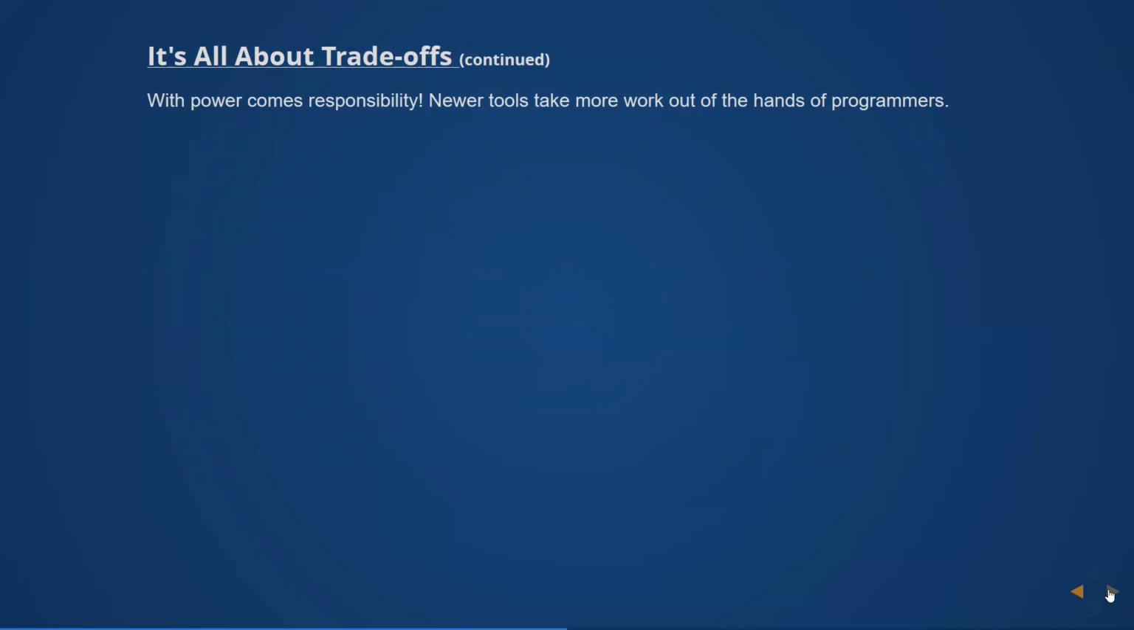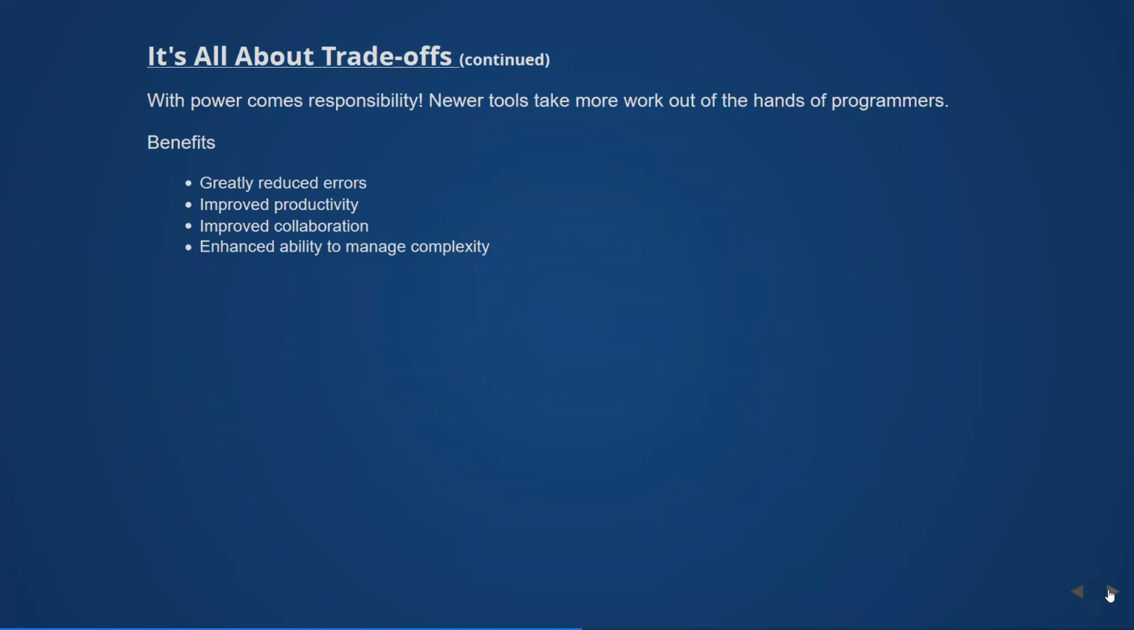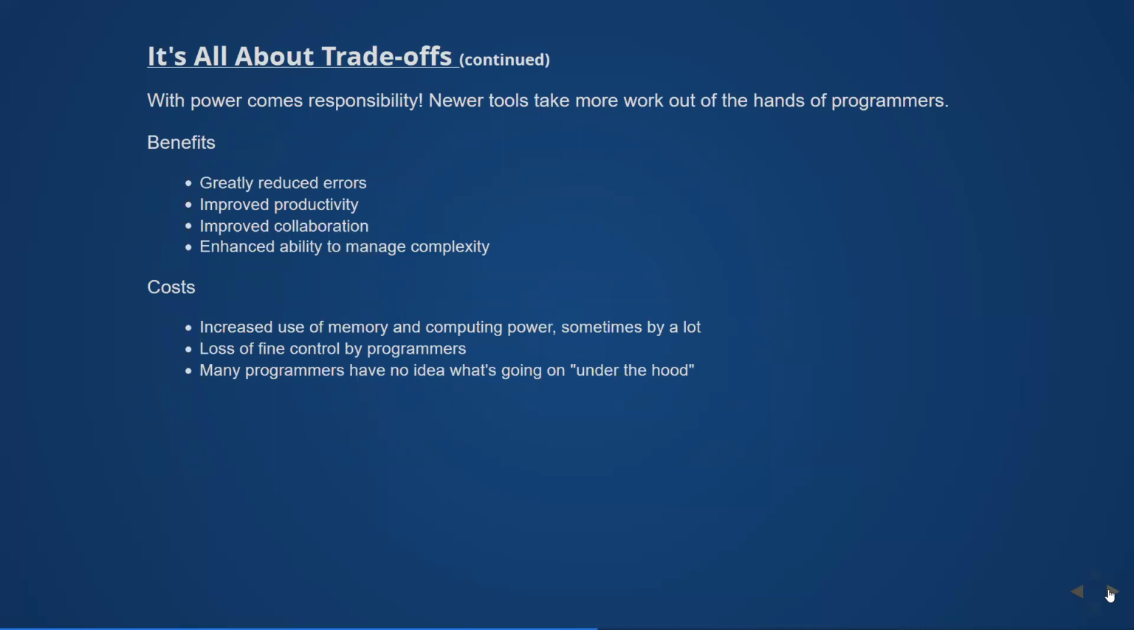So, like I said, newer tools take more work out of the hands of programmers. Now, the benefit is that it speeds things up, it reduces the errors, and it makes things simpler. The cost is you lose control and you need more computing resources. So you're basically throwing hardware at a problem, sometimes a lot, but that's really cheaper in the long run.